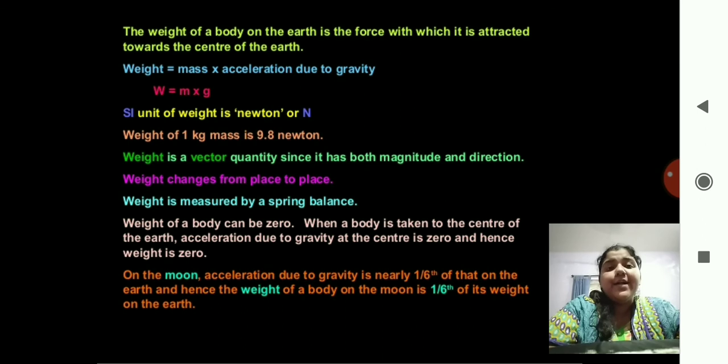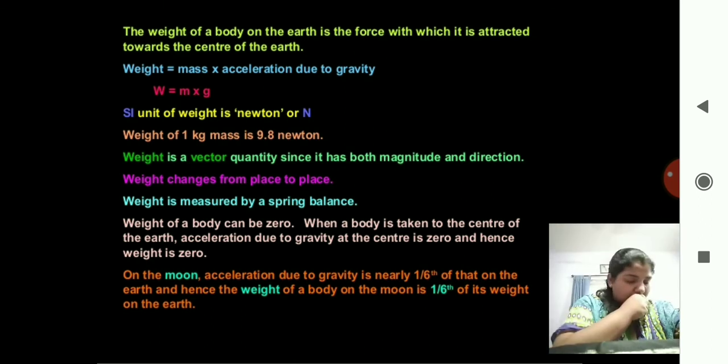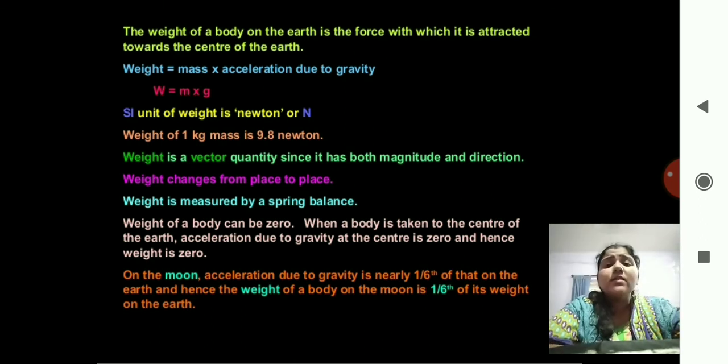Next we take weight. Weight of a body on the earth is the force with which it is attracted towards the center of the earth. Now mass was related to inertia, and weight is related to force, that is gravitational force. Weight means mass into acceleration due to gravity. It is W is equal to m into g.